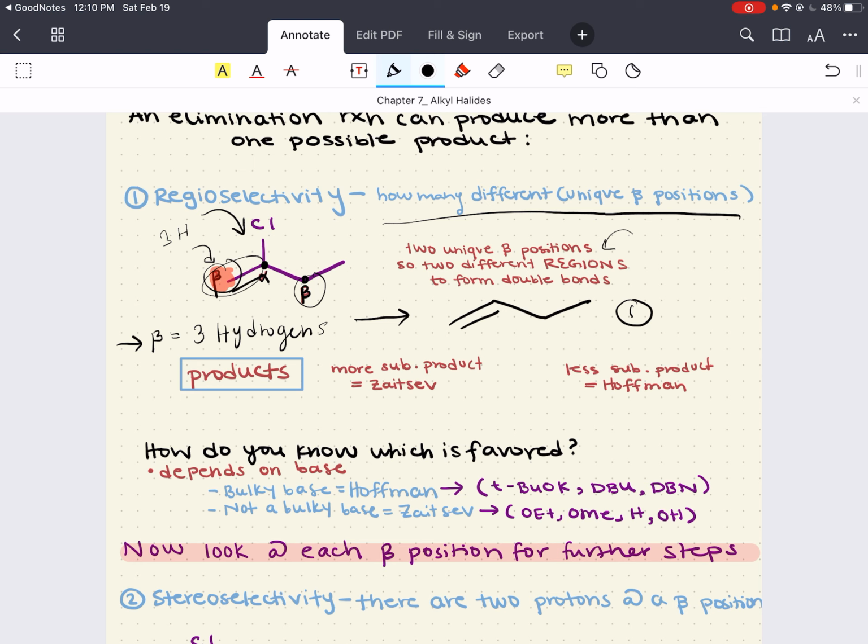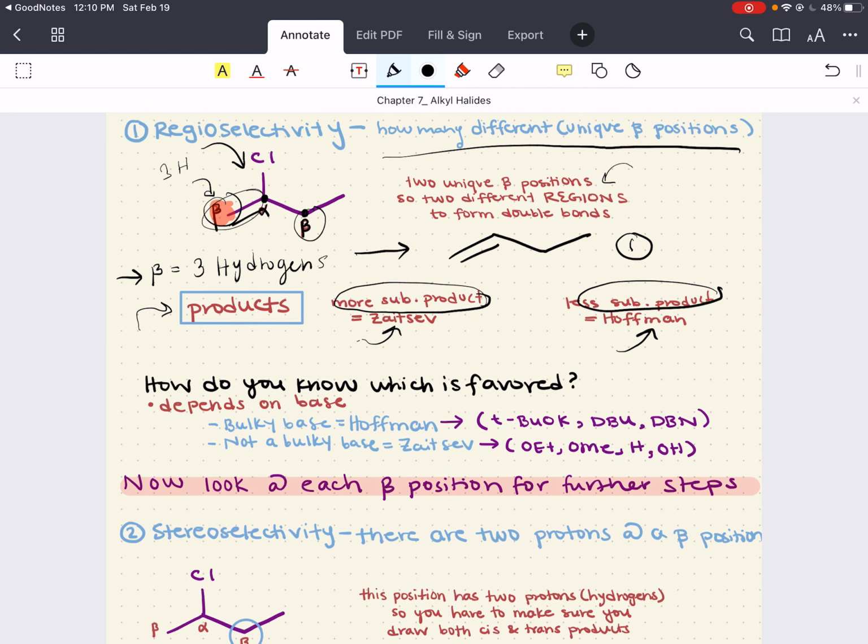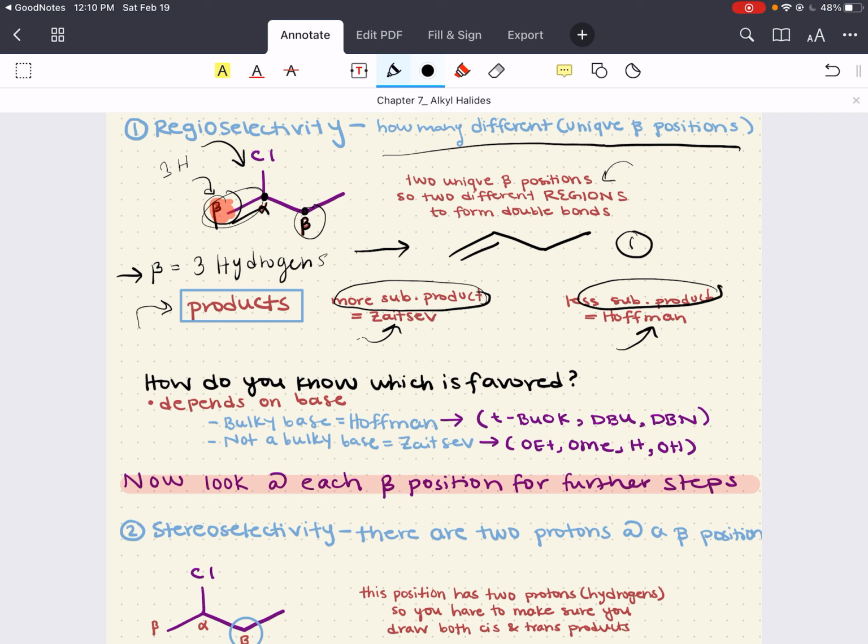Now, this is going to get more useful as we go through the steps, but you can identify your product. After you draw all the products for E2, your most substituted product has a name, and that's your Zaitsev product. It's your most substituted product. Your least substituted product at the end of this is going to be called your Hofmann product. Now how do you know which is your major product? Is it your more substituted product or your least substituted product?